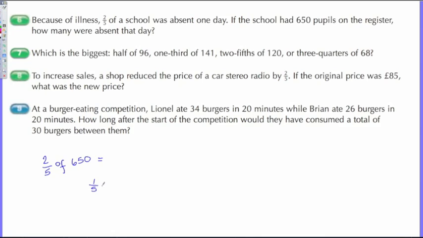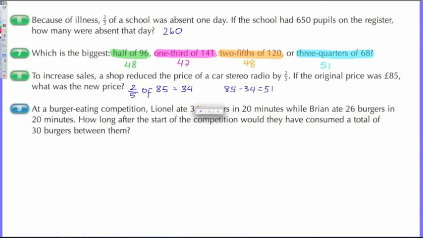So 1/5 of 650. So it's 650 divided by 5, which is 130. So 2/5 is going to be double that, so that's 260. So 260 pupils were absent on that day. Okay, for question 7, it says which is the biggest? Half of 96, 1/3 of 141, 2/5 of 120, or 3/4 of 68.